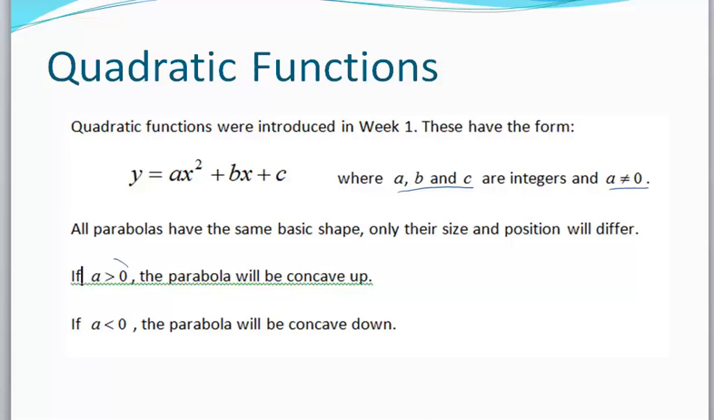Generally if a is greater than 0, so if our ax squared is positive, then our parabola will be concave up. If a is less than 0, so we have a negative x squared value, our parabola will be concave down.